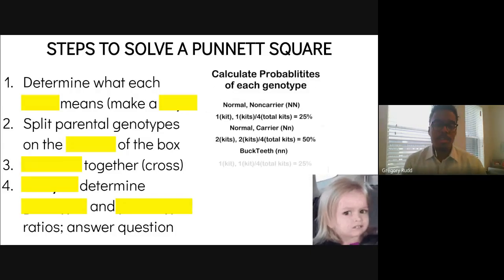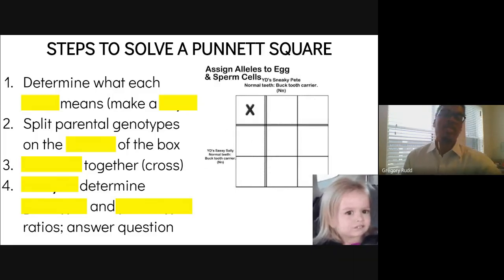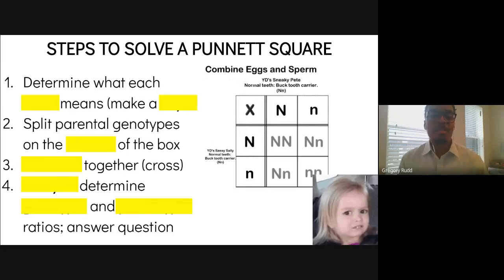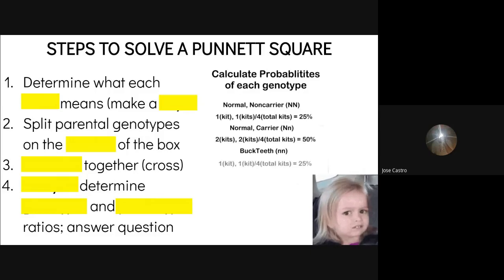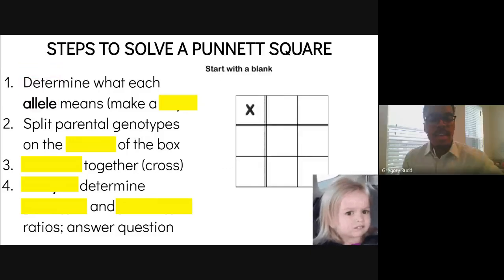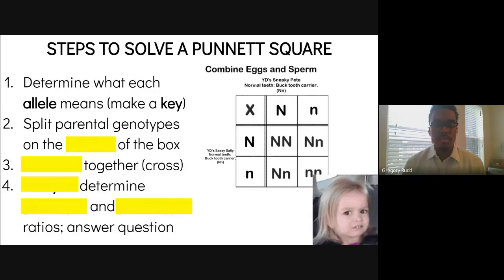So the first step, determine what each blank means, make a key. What should be in those? I'm sorry, I just gave away the last one. But determine what each blank means. What should that blank be? Yes, correct. It should be allele. It's a hard word to say, allele. And then make a key.